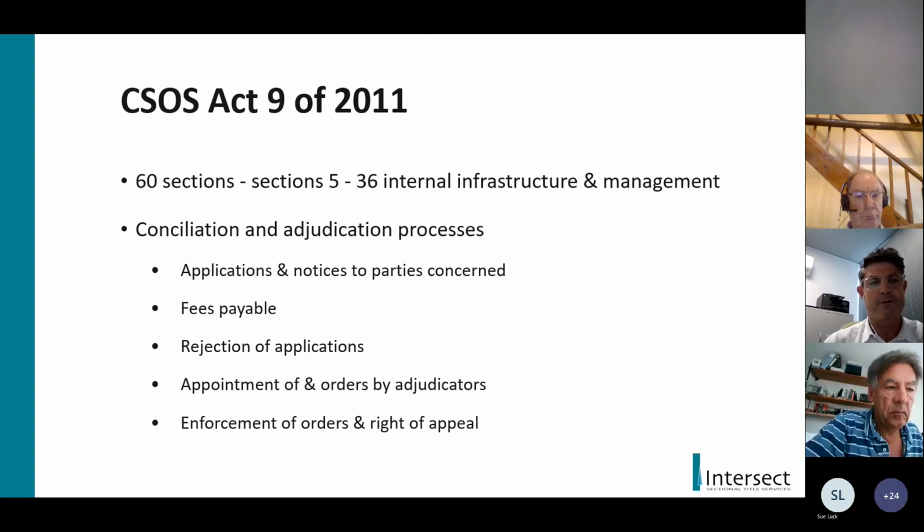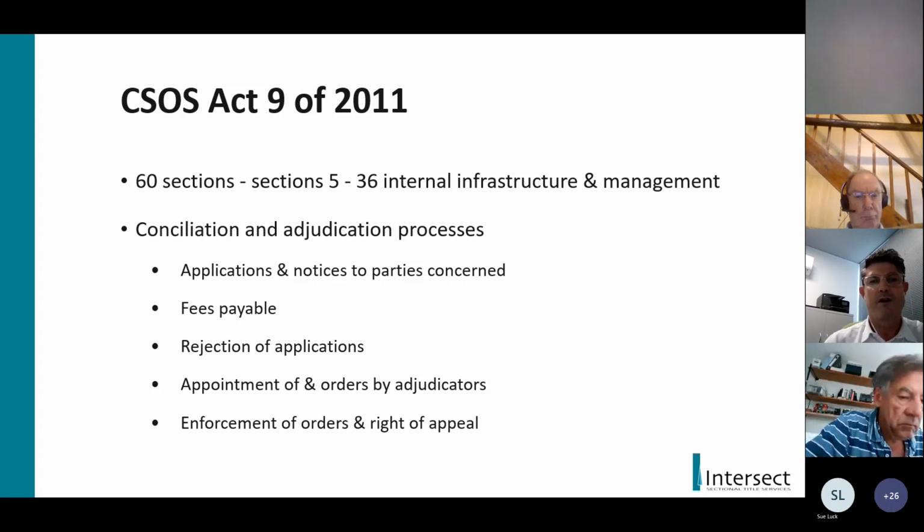If you do have the time to go through it, it's important that you understand, especially from a trustee's perspective. And also if you're an owner or a member in a scheme and you want to potentially take your scheme or the trustees or the managing agent or another owner to CSOS, it's important that you understand the process. So the process that is included in the CSOS Act deals with the applications and notices to parties concerned. So how do you deal with the applications? What forms do you need to submit? The fees payable in order to get your application through CSOS for them to actually look at it and deal with the actual details of your application.